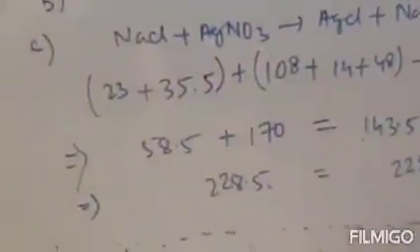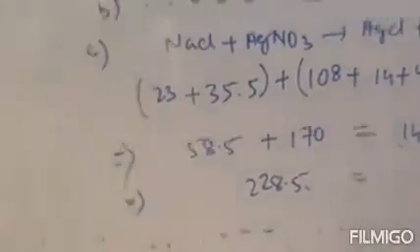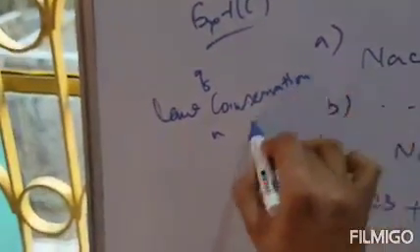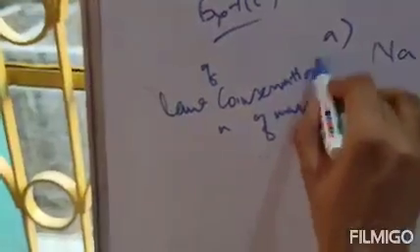Clear? Next question D. State the law that this equation satisfies. So what is the law? The law will be law of conservation of mass. Clear? The law is, just write in D, law of conservation of mass. This law is satisfied by the equation. Hence the weight is balanced.